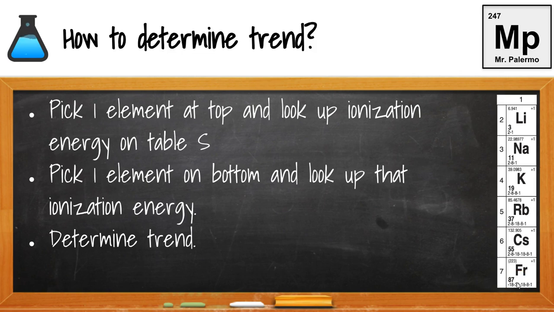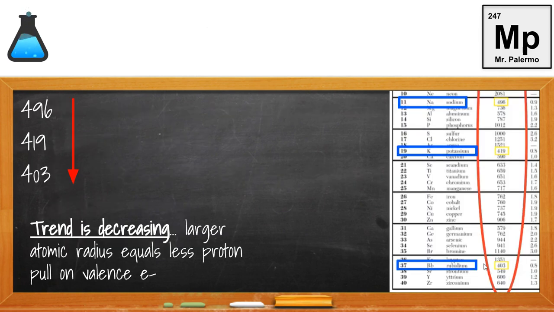Well, we can use Table S to our advantage, just like we did in our previous lesson on atomic radius. So if we ask, what is the trend in ionization energy going down a group? You can pick one element near the top of the group and one near the bottom, and then look up those values on Table S and determine the trend. So using group 1, for example, sodium towards the top, the ionization energy is 496 kilojoules per mole. Potassium, as we go down, is 419, and at the bottom here, rubidium is 403. So we see a general decrease in our ionization energy, so the trend is decreasing.